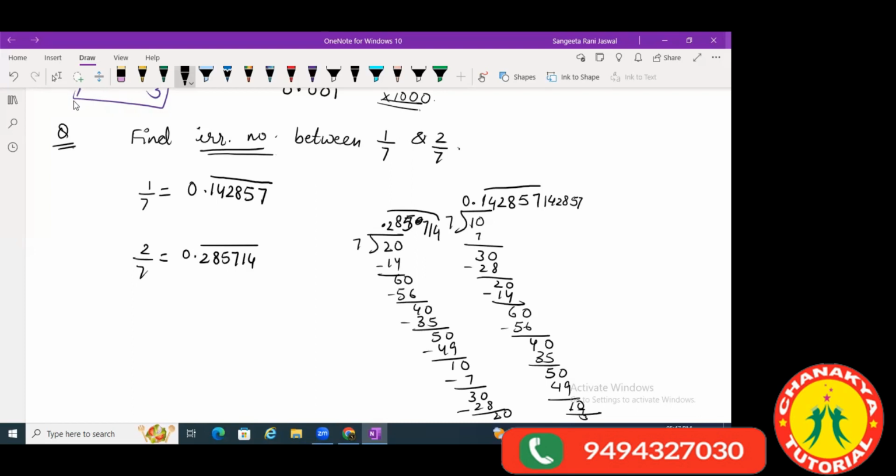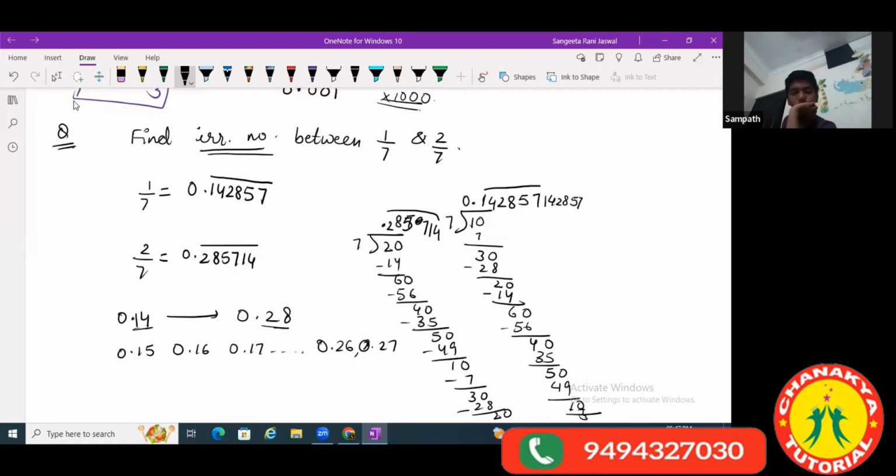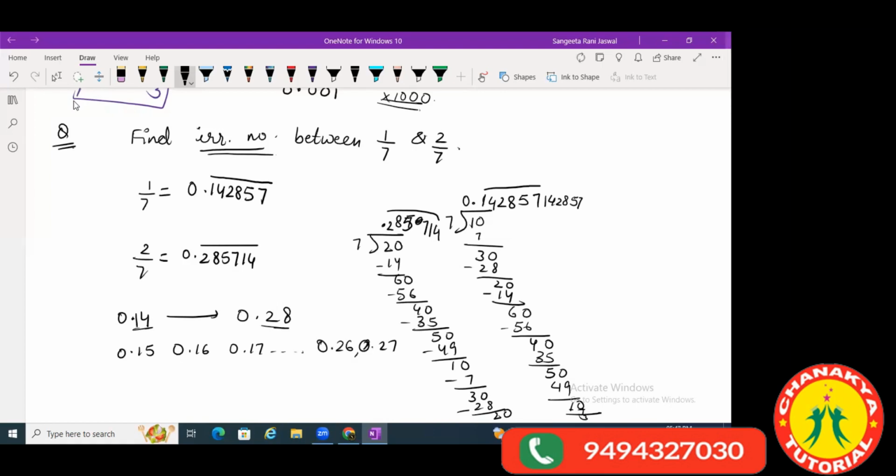So we have to find an irrational number between these rational numbers. So now between 0.14 and 0.28, what can we have? 0.15 we can have, 0.16 we can have, 0.17 and so on till 0.26, 0.27. We can have so many numbers in between these, right? Are you understanding this? So between these, you can pick any number, whatever you are asked.